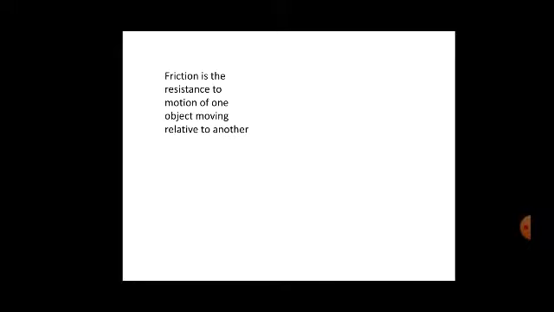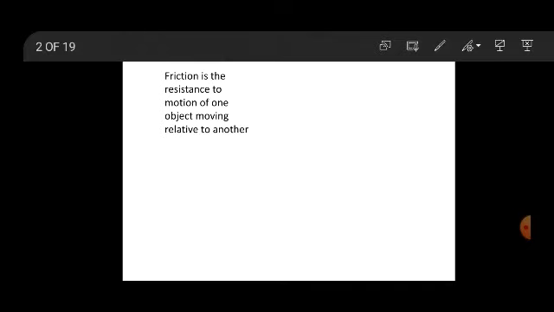Everyone, in this video we are going to be looking at friction, and all that has to do with friction. Here we see that friction is the resistance to motion of one object moving relative to another. So when an object is moving relative to another, friction is experienced. Let me quickly draw a diagram here.